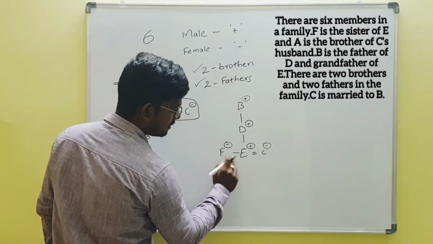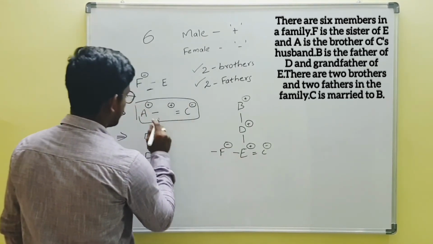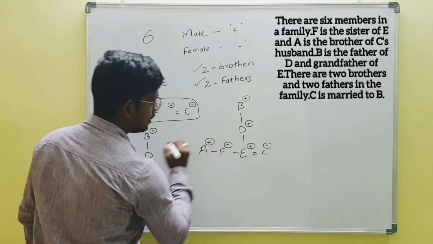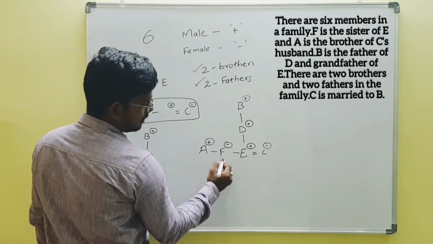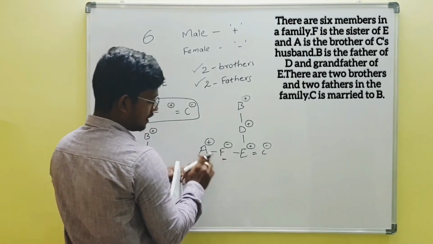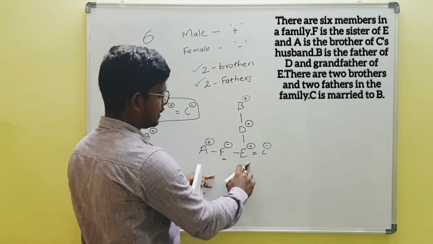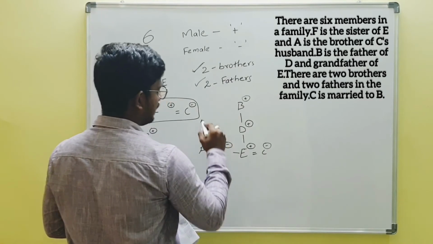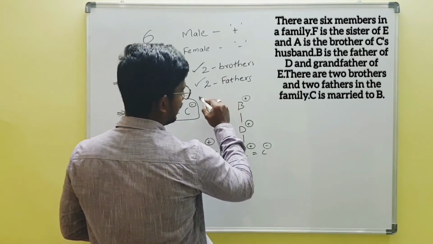Here F becomes the sister of E and A becomes brother of F. See, for F there is A is her brother and E is her brother. So 2 brothers is also satisfied. So hence the relation is obtained.